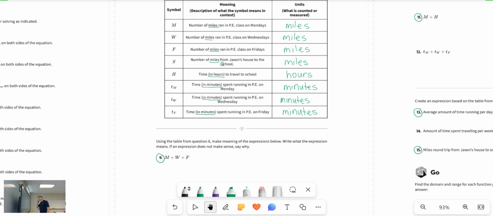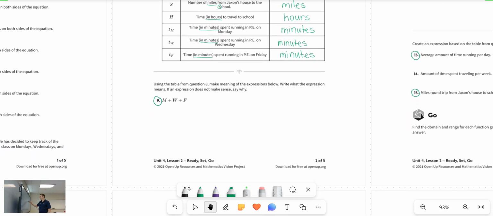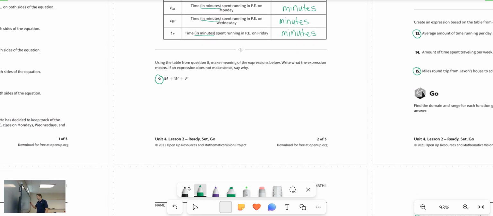All right, so M plus W plus F, all big letters, right, all caps. MWF is the number of miles ran in PE class on Monday plus the number of miles ran in PE class on Wednesdays plus the number of miles ran in PE class on Fridays. So this expression would be the total miles run in PE class, because he goes to PE on Mondays, Wednesdays, and Fridays. So that's all of his PE classes, and we're adding all of the miles together. So it's the total miles run in PE class.